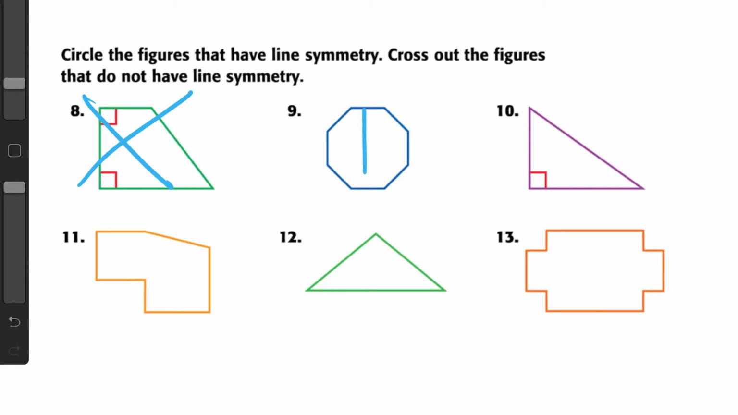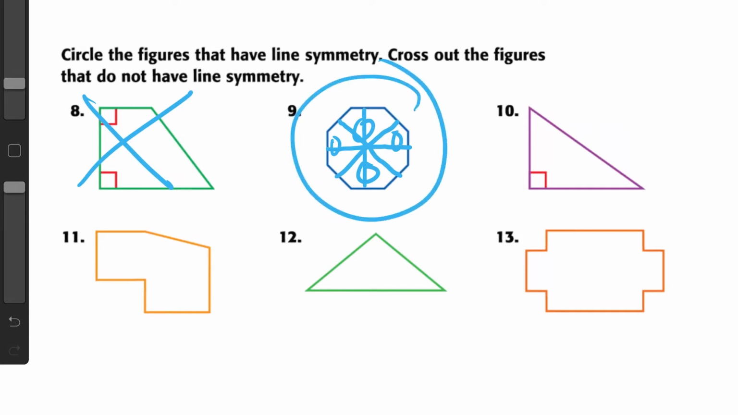I know if I cut it in half this way, then it would fold and this side would match up with this side. I know if I cut it in half this way, then this side would match up with this side. Yeah, I could cut it in half this way, I could cut it in half this way. There are lots of ways the shape could be cut. So it does have lines of symmetry.